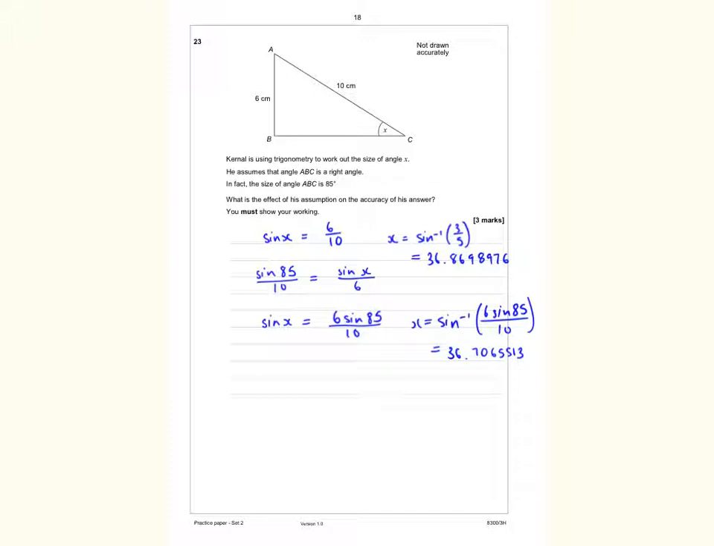Okay, so what is the effect of his assumption on the accuracy of his answer? Well, I can see that to the nearest whole number, he's fine. If you round this to the nearest whole number, you get 37, and round this to the nearest whole number, you get 37 as well. So the accuracy of his answer to the nearest whole number is fine. To one decimal place, it's not fine.